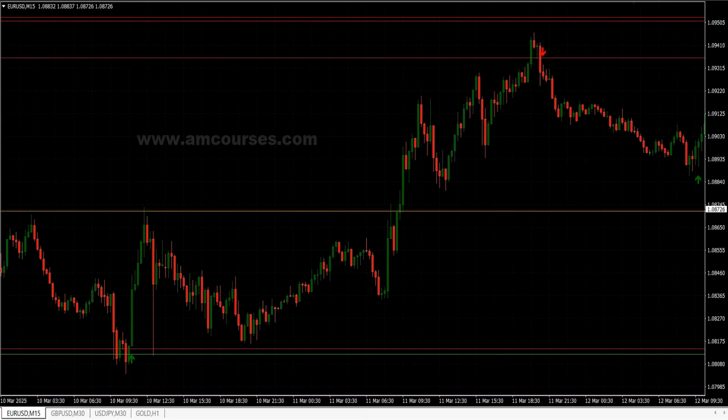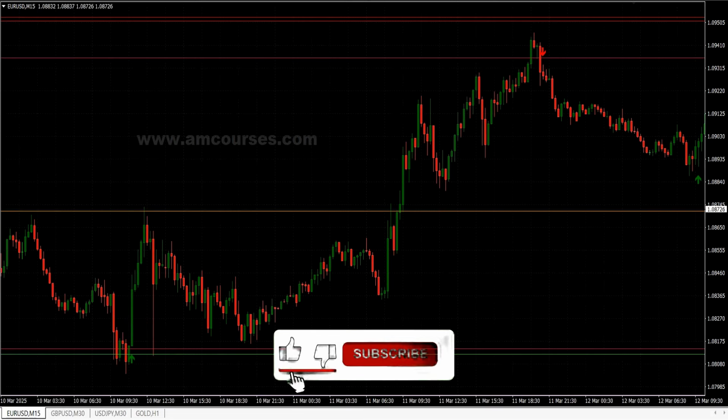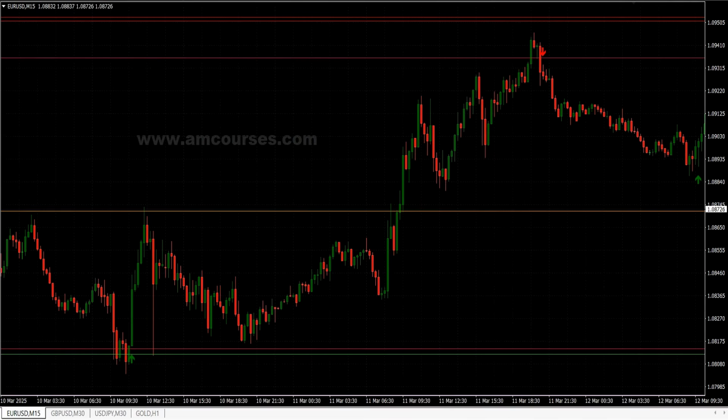Are you tired of guessing when to enter or exit a trade? Today, I have something special for you, a powerful MT4 indicator that gives highly accurate buy and sell signals. This tool uses stochastic oscillators and moving averages to help you make better trading decisions. No more confusion, just clear arrows on your chart showing potential trend reversals.